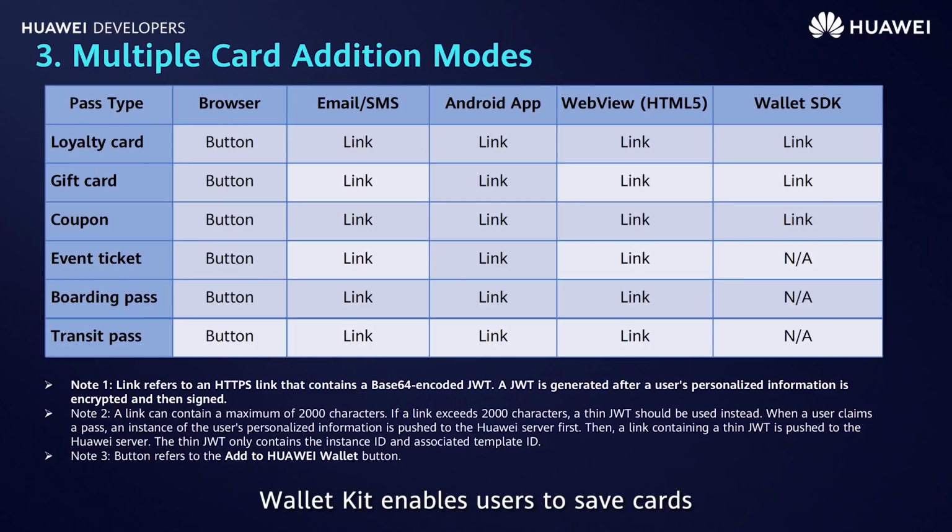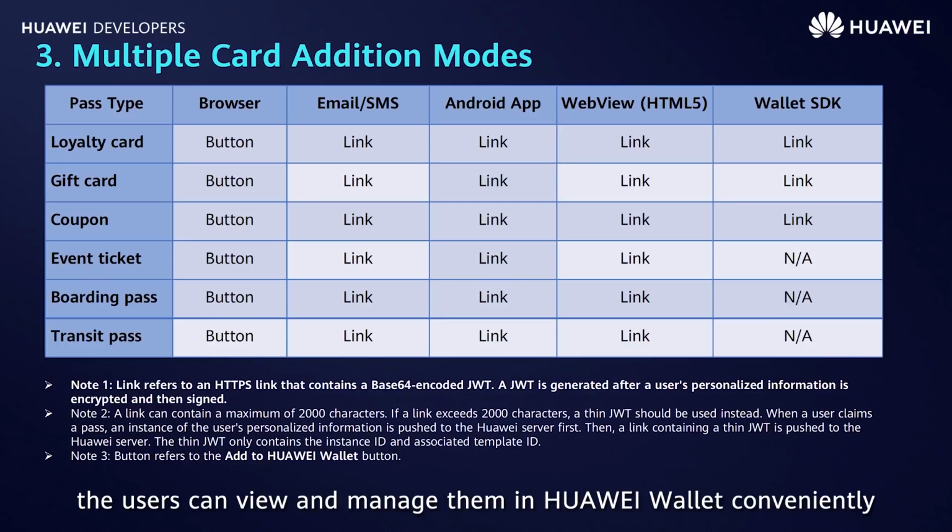Wallet Kit enables users to save cards, as mentioned earlier, loyalty cards, movie tickets, coupons, boarding passes, and transit passes to HUAWEI Wallet. This can be achieved by clicking a button or a link that you have provided. After saving the cards, the users can view and manage them in HUAWEI Wallet conveniently.